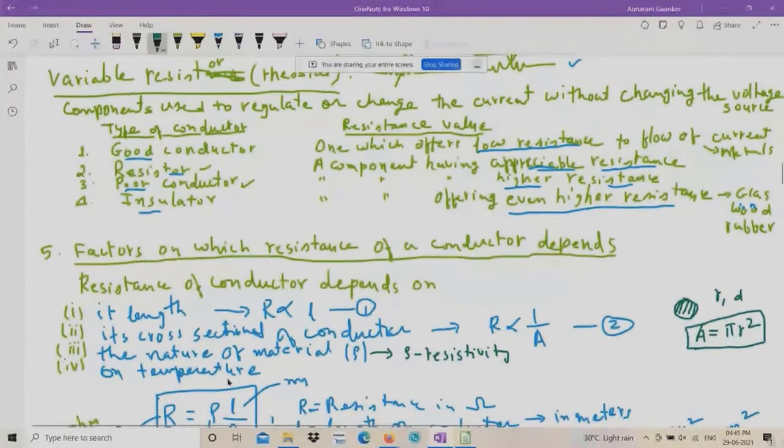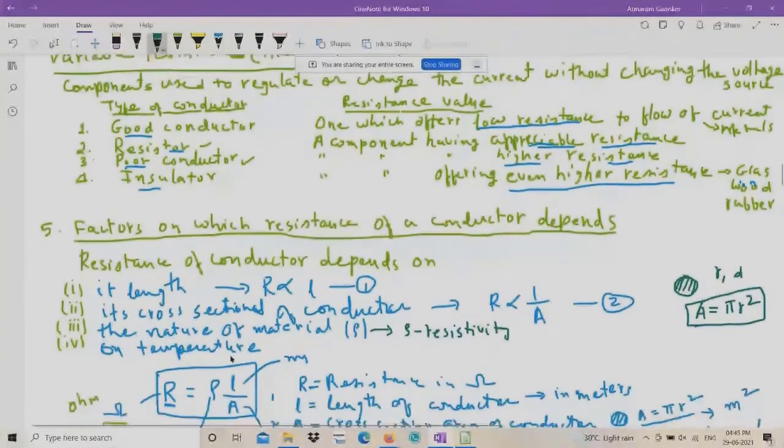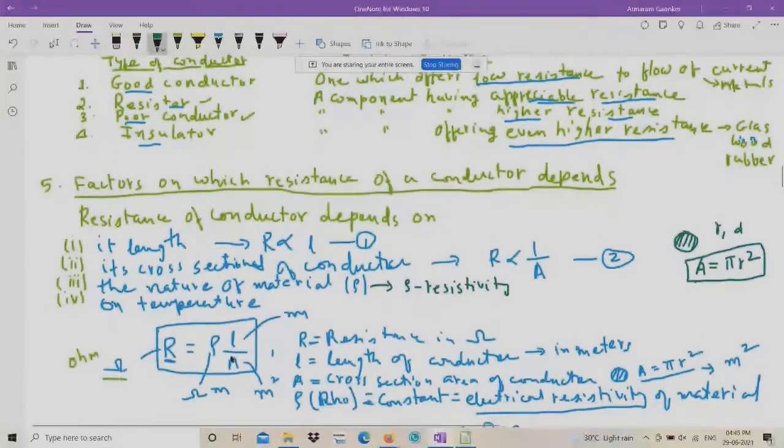And the fourth one, it depends on the temperature. These are the four factors on which the value of resistance of a conductor depends.